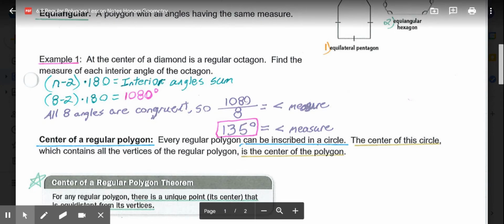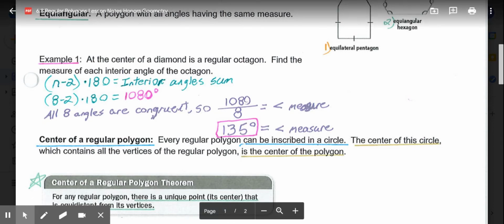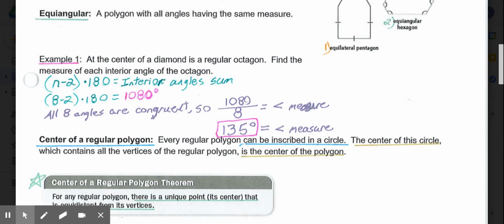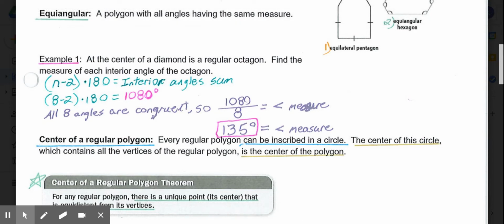So another vocab term, the center of a regular polygon. Every regular polygon can be inscribed in a circle, meaning all the vertices of the polygon would touch on the circle. The center of this circle, which contains all the vertices of the regular polygon, is also the center of the polygon. So when you inscribe a regular polygon in a circle, the center point of that circle is also the center of the polygon.